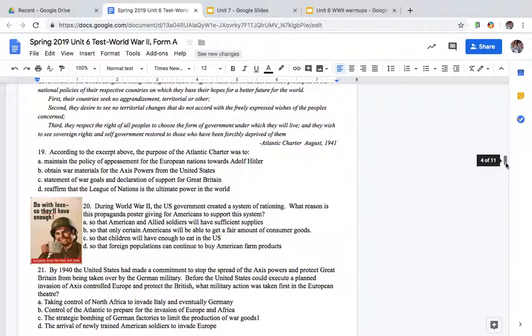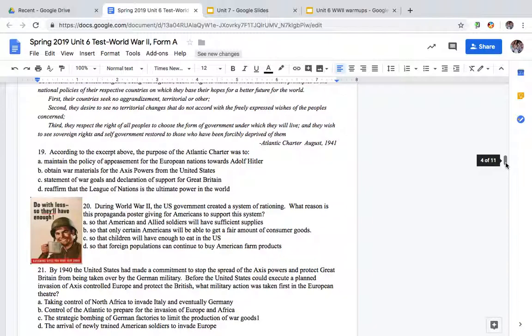Number 21. By 1940, the United States had made a commitment to stop the spread of the Axis powers and protect Great Britain from being taken over by the German military. Before the United States could execute a planned invasion of Axis-controlled Europe and protect the British, what military action was first taken in the European theater? A. Taking control of North Africa to invade Italy and eventually Germany.